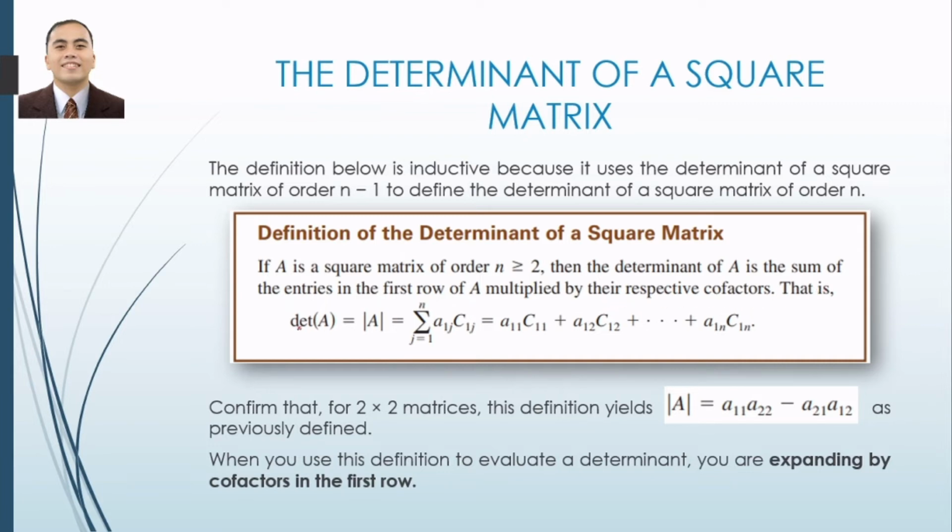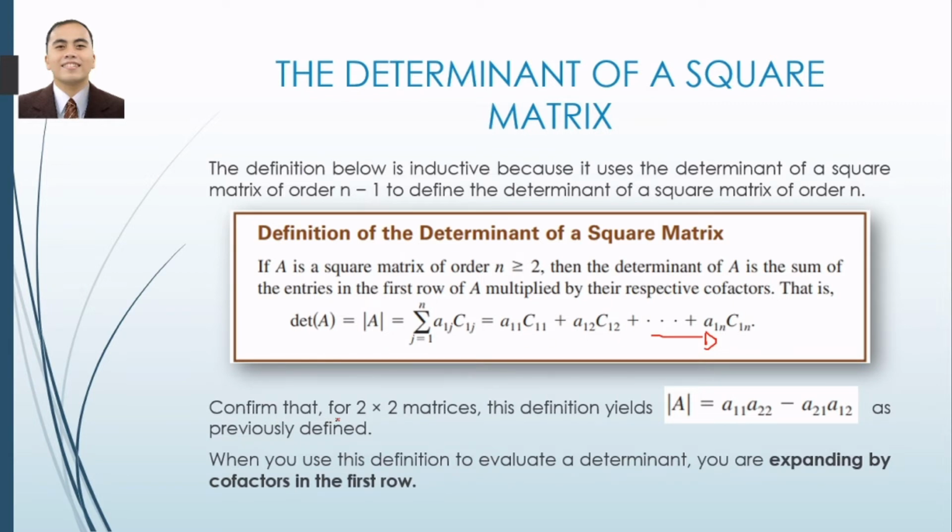So that is, the determinant of A is equal to the summation of A sub 1j C sub 1j from j equal to 1 to n, or that is equal to A sub 1,1 C sub 1,1 plus A sub 1,2 C sub 1,2 plus dot dot dot plus A sub 1n C sub 1n.